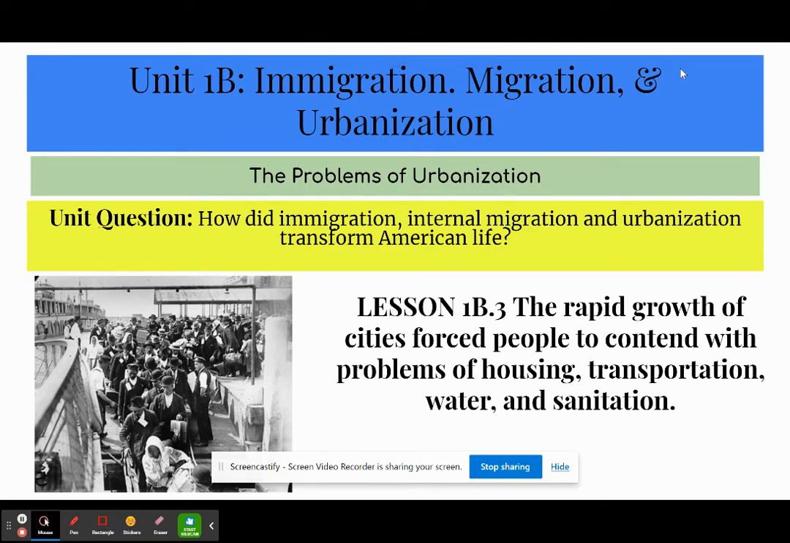Today we're going to continue to work on immigration, migration, and urbanization, but today is a deeper dive into the problems of urbanization. The unit question remains, how did immigration, internal migration, and urbanization transform American life? But we are going to look at the rapid growth of cities and how it forced people to contend with problems of housing, transportation, water, and sanitation.